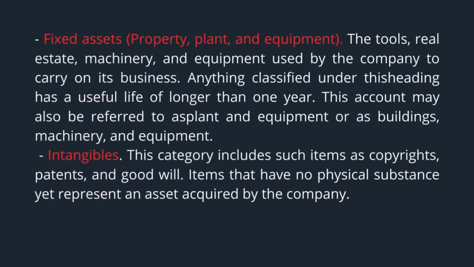Non-current assets include fixed assets, property, plant, and equipment: the tools, real estate, machinery, and equipment used by the company to carry on its business. Anything classified under this heading has a useful life of longer than 1 year. This account may also be referred to as plant and equipment or as buildings, machinery, and equipment.